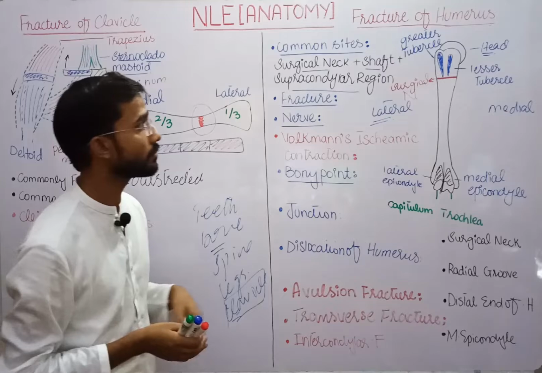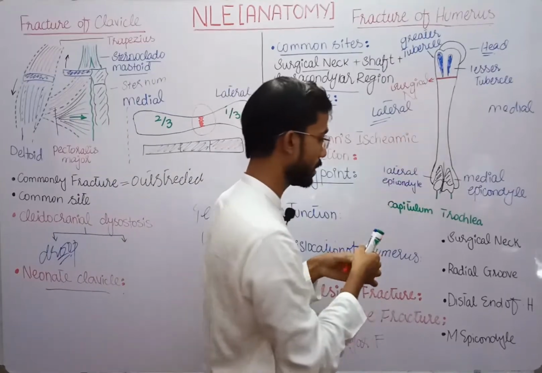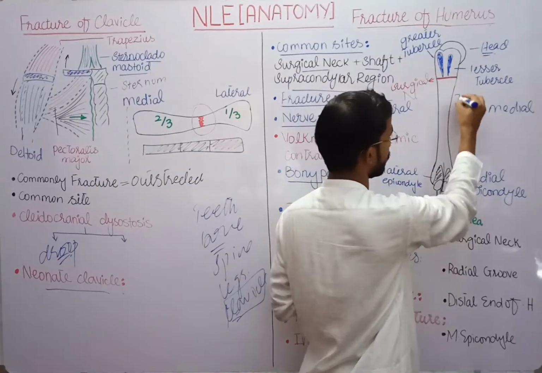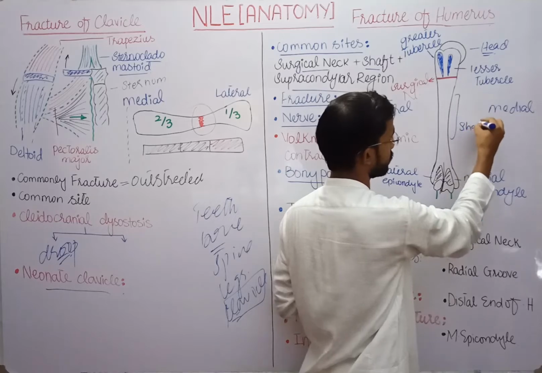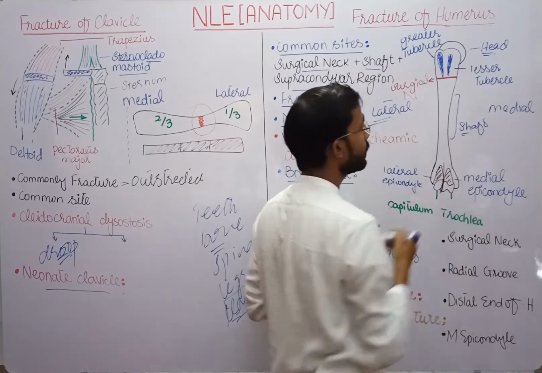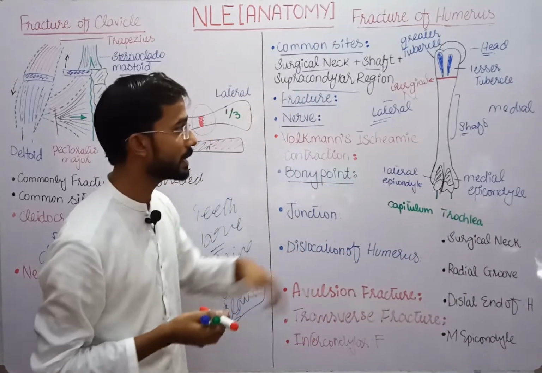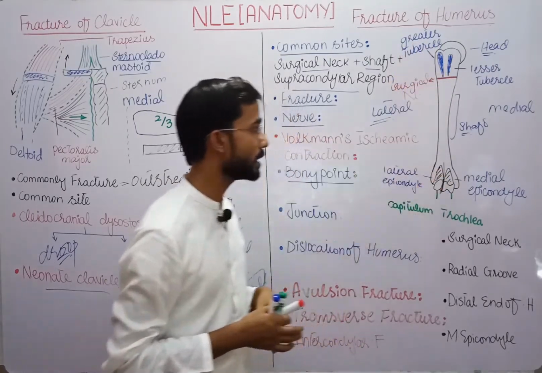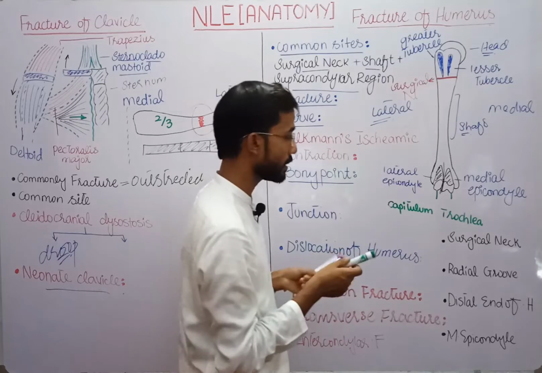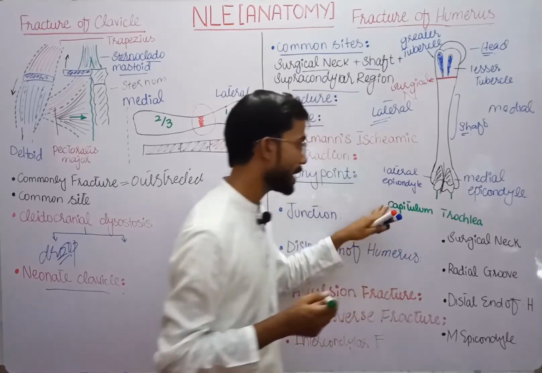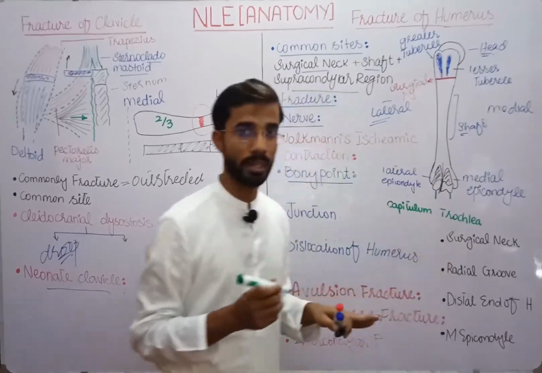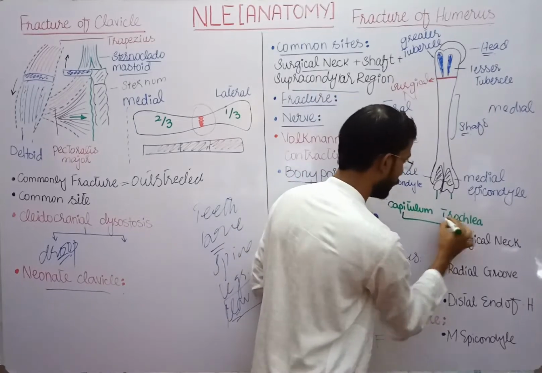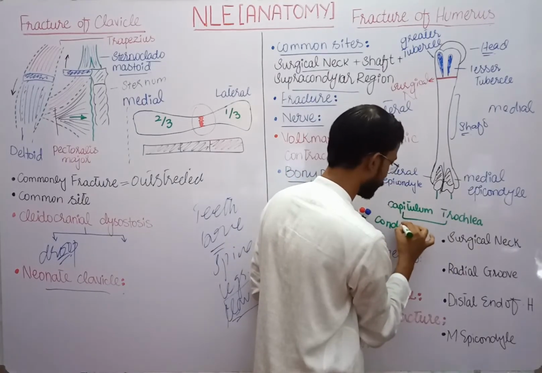Right? And this is the shaft of the humerus. This is the proximal end and this is the distal end, and at the distal end there is the capitulum and trochlea. Both of them are called condyle.